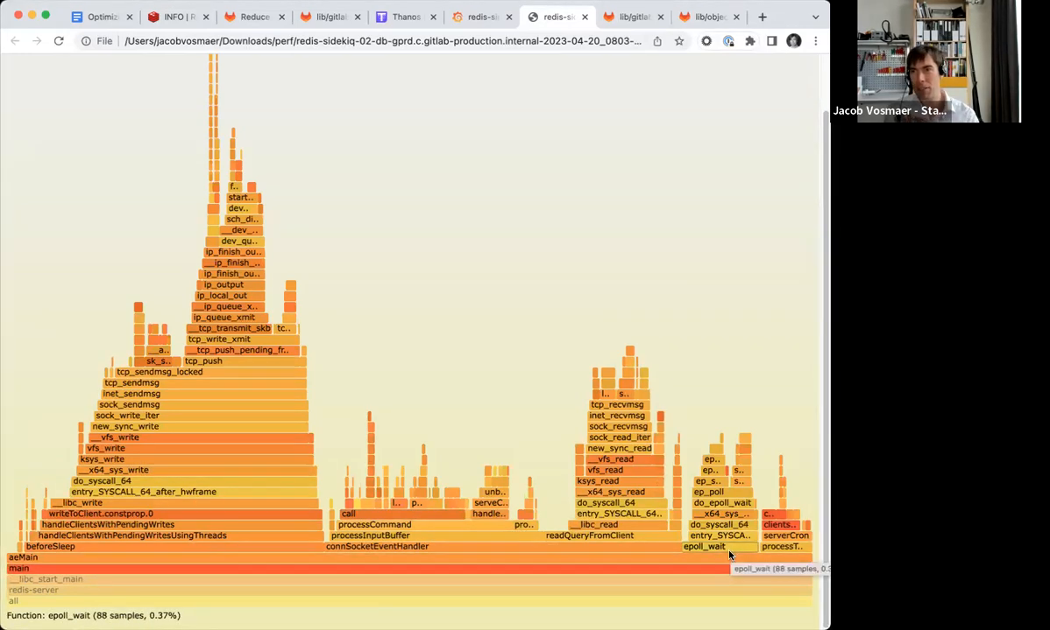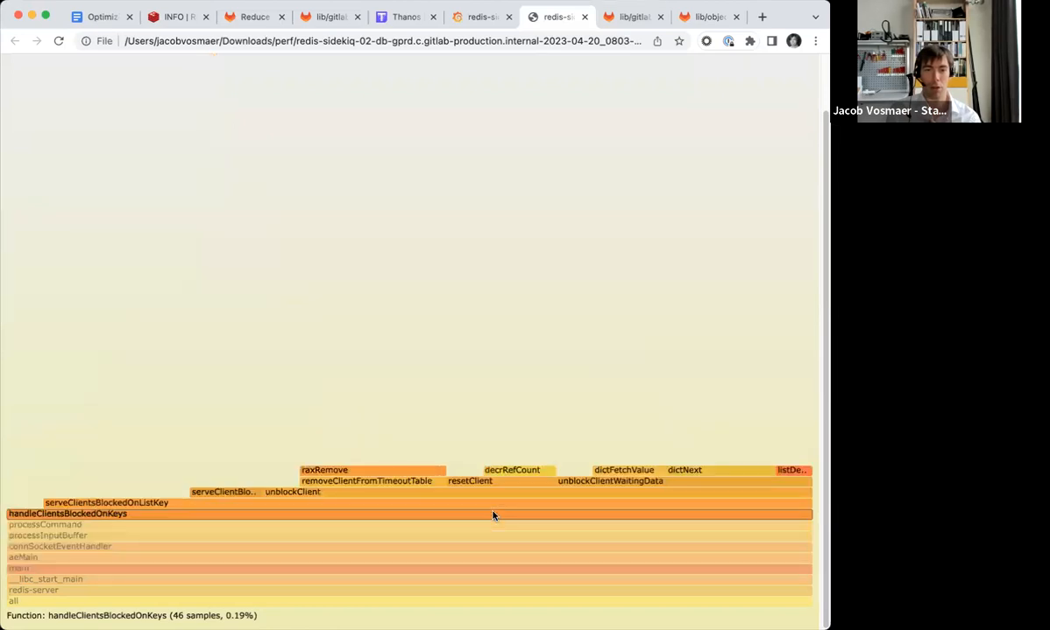And sometimes you can find an interesting problem that happens outside of call by looking at a flame graph. A very good example of that was the work we did on switching to a small number of Sidekiq queues, because there's this function handle client blocked on keys. This flame graph is from Redis Sidekiq. And this thing was very busy, and that was happening outside of the call statistics.